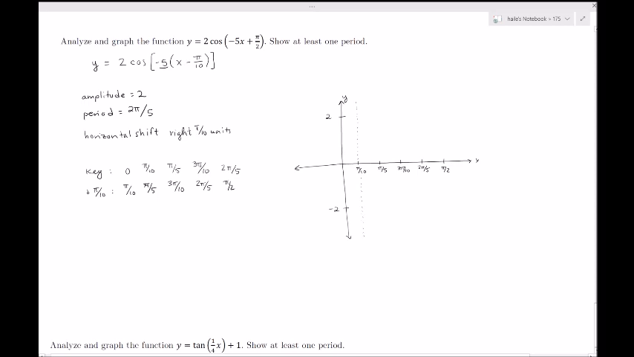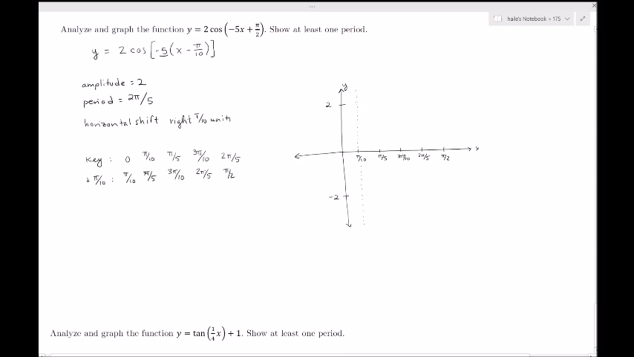So the cosine function is always going to start at the top of your first key point. So we'll have a point at pi over 10, comma 2, and then we go down to the middle with the next key point, all the way down to the bottom with the third key point, back up to the middle on the fourth key point, and all the way back up to the top for the fifth key point. So this is one period of the cosine function, and all we have to do is connect these dots with a nice smooth curve, and you've got your cosine function.